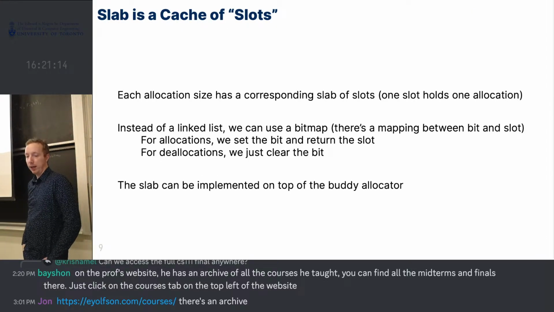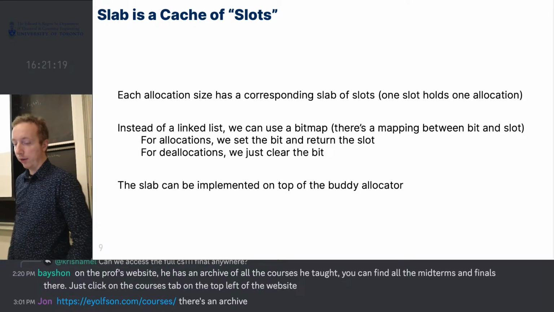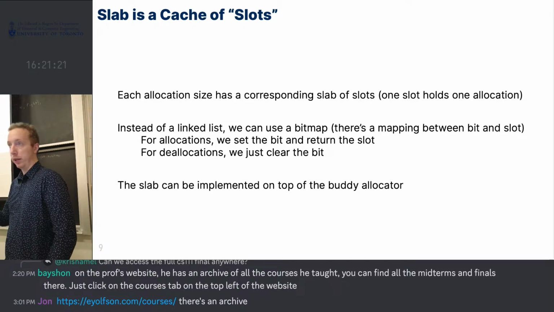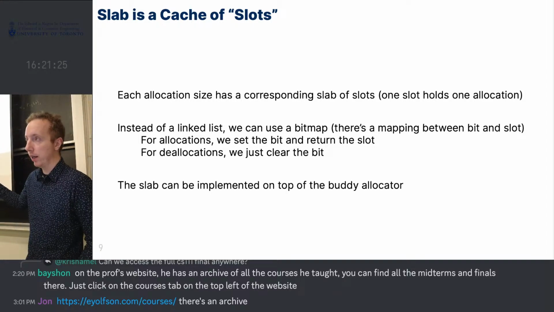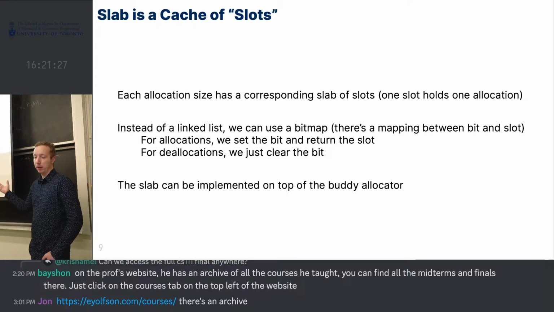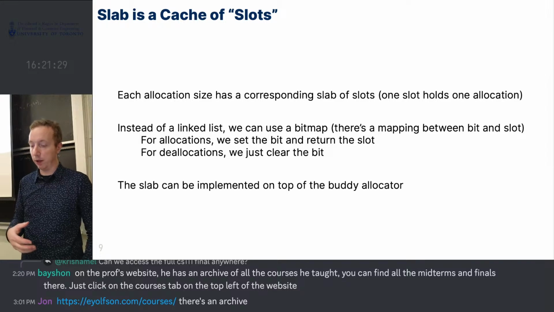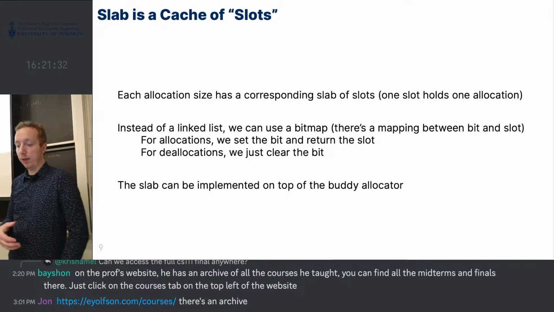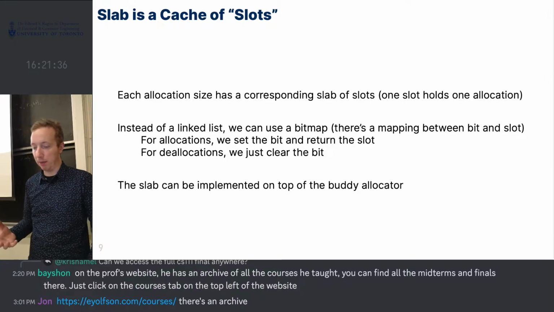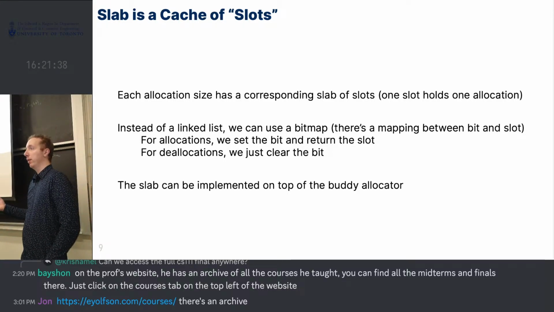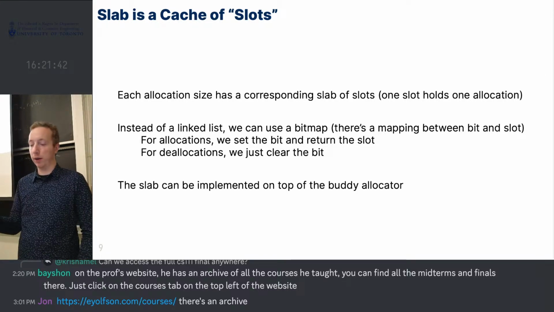You can think of the slab as just a cache of slots, or elements in an array if you want. Each allocation has a corresponding slot, or an index, however you want to think of it. One slot is just one element of the array. It's one allocation. So instead of having a linked list, we're essentially just using arrays, and that's what a bitmap is. For each slot, you just have one bit to keep track of whether it's allocated or not.